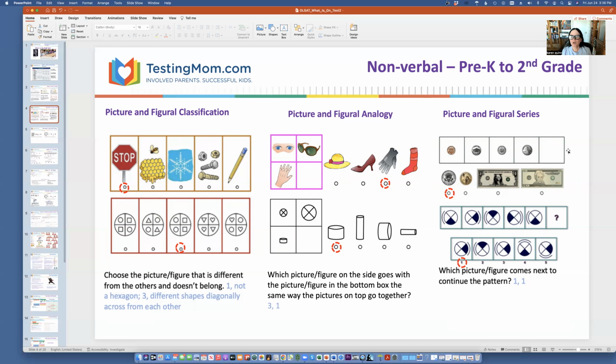And on the picture or figural series, if it's a picture series, the pictures are in some kind of order. And so in this case, we've got coins going from least to most. And so this would be our next coin that would be the next highest after the quarter. And then here for the figural series, we have 2 things happening. In the middle, the figure is rotating 90 degrees counterclockwise in each box. And so we want the black over here in this last box, and the curved line is going from side to side. So our line is going to be over here. So 1 is our answer.